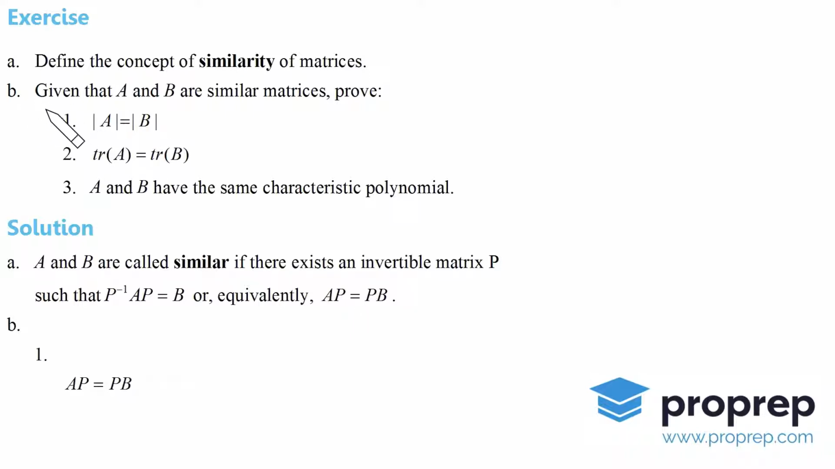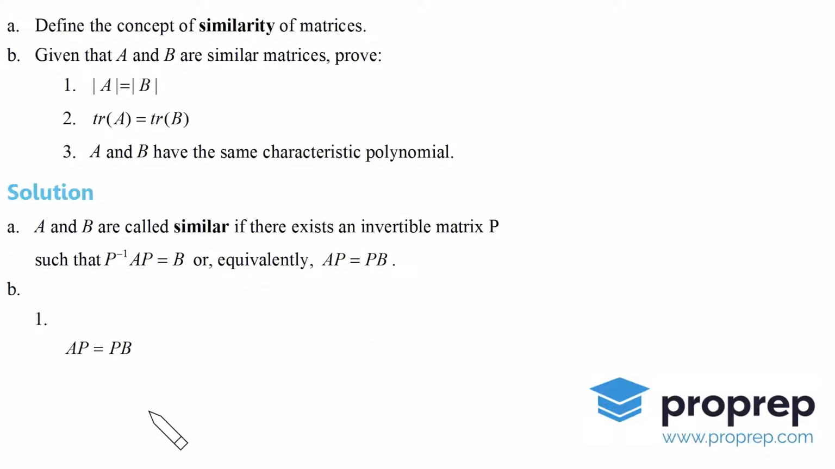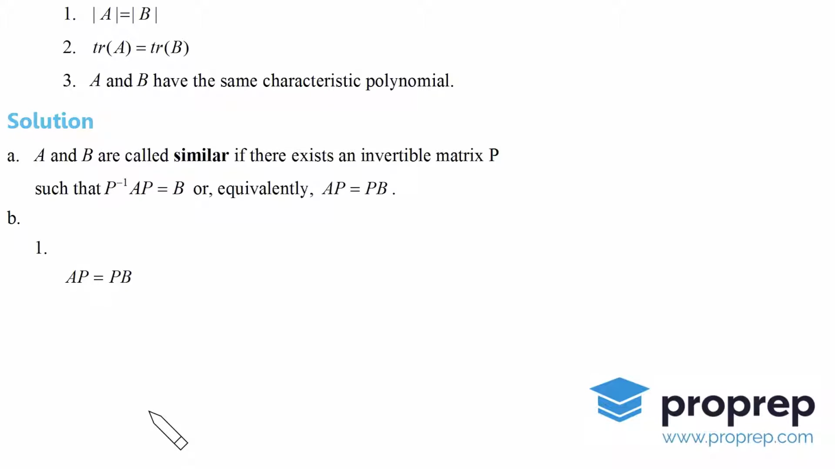Okay, and now on to B, subpart 1. We're given that A and B are similar, and I'll use this definition. So AP is equal to PB, and our goal is to show that they have the same determinant. Now, these are equal, so I can put determinant around each.